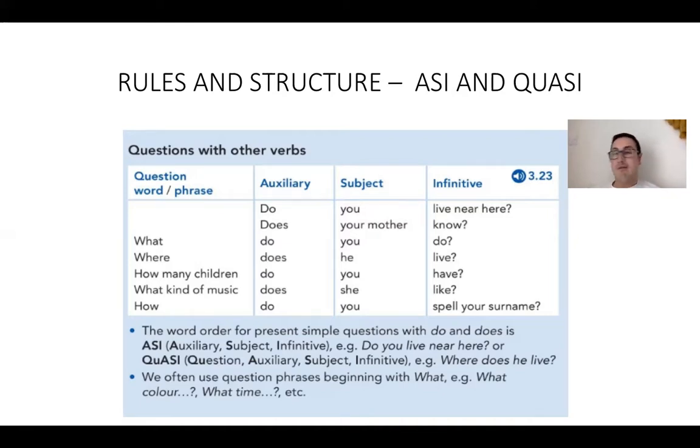So basically, if the question is to be, the verb to be goes before the subject. How are you? Subject is you. What is your favorite movie? Your favorite movie being the subject. But if it's all other verbs, you use do, subject, and then infinitive. You can use the question word before the auxiliary verb, like where do, subject, you live? Just like that.